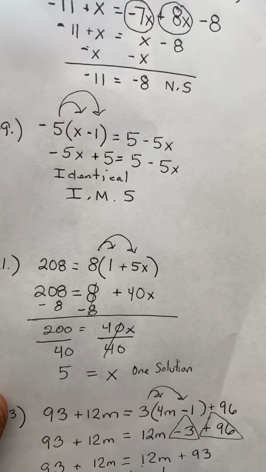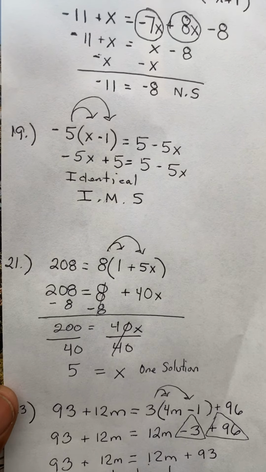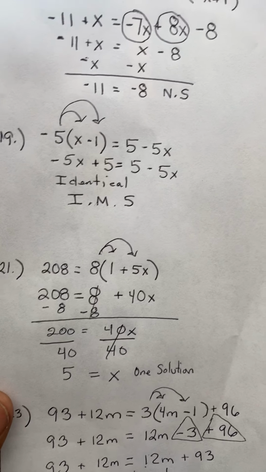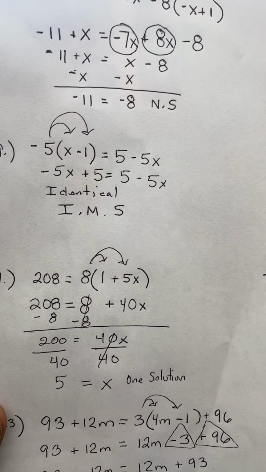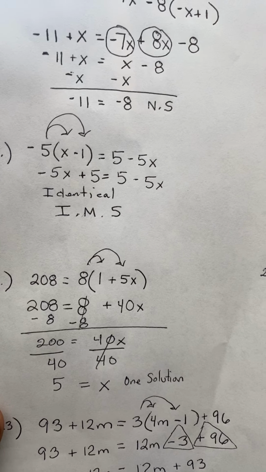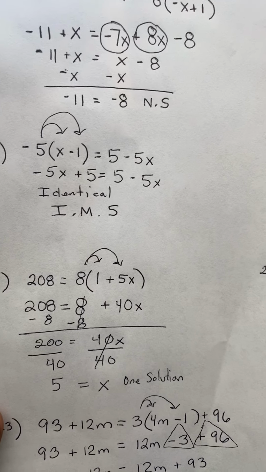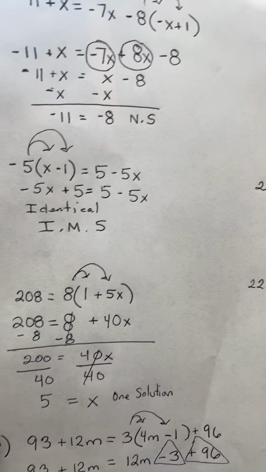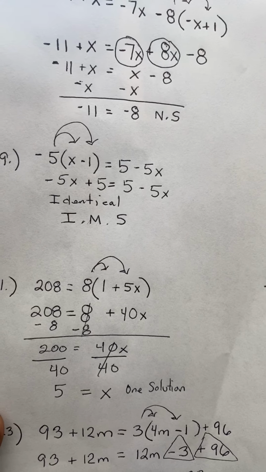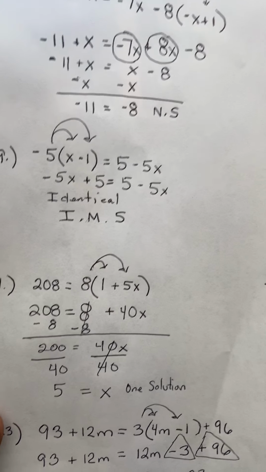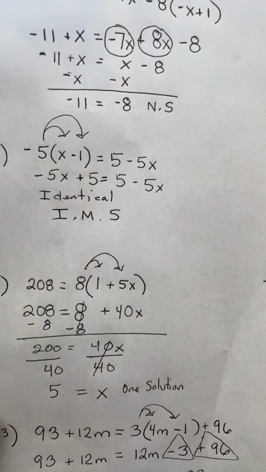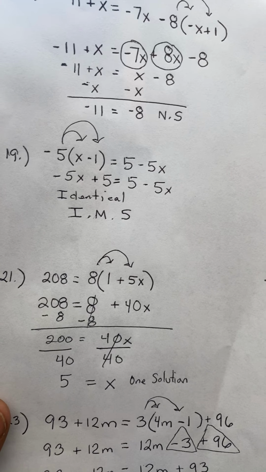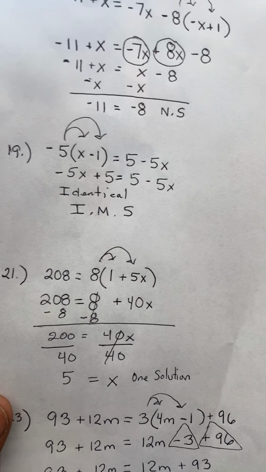Number 21, I see parentheses again, so I distribute. 8 times 1 is 8. 8 times 5x gives me 40x. I now have to subtract 8 to get the Angels in the right dugout. 208 minus 8 gives you 200. 40x, remember that is multiplication. We do the inverse, the opposite of multiplication, which is divide. We would divide both sides by 40. 40 goes into 200 5 times. x equals 5. This is an equation with one solution.